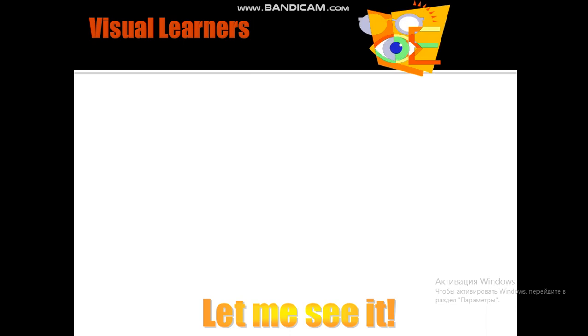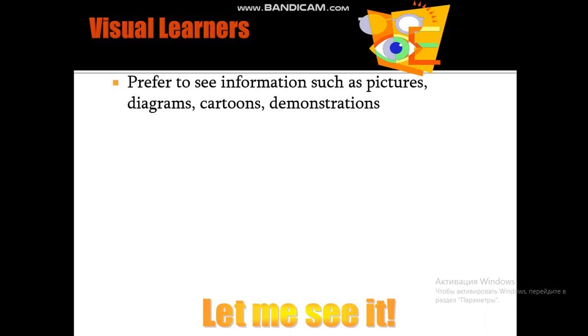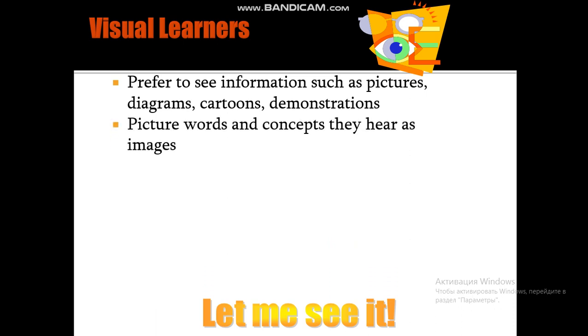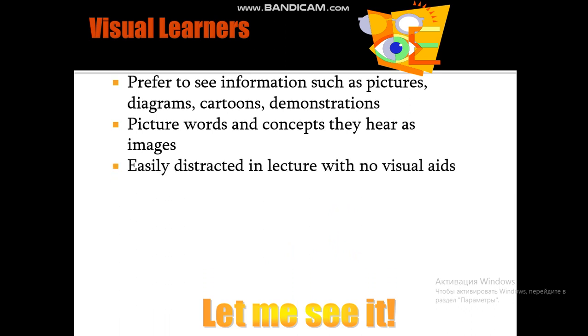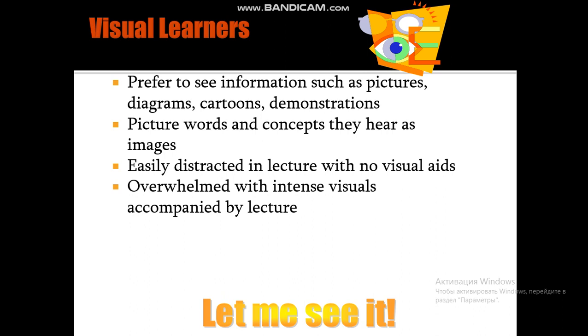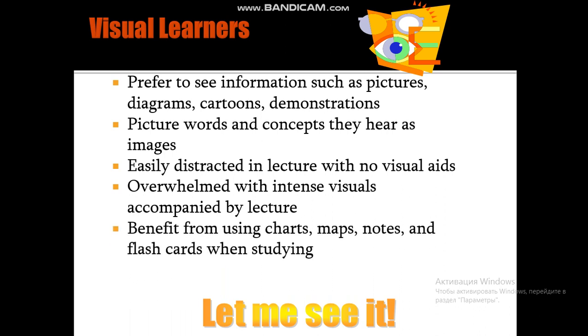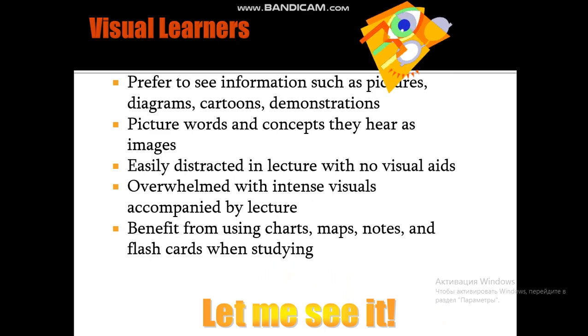Visual learners prefer to take in information using charts, maps, graphs, diagrams, and more. Visual learners learn best when information is presented using patterns, shapes, and other visual aids in place of written or spoken words.